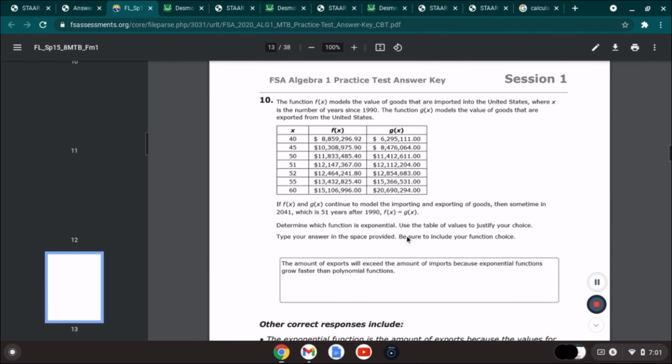And if we go to the answer, it says the amount of exports will exceed the amount of imports because exponential functions grow faster than polynomial functions. Remember, I said that exponential functions, out of nowhere, they just jump up. So we already knew that g of x, which is the exports, will exceed. So when we're asked the question, determine which function is exponential, we can boldly say g of x.